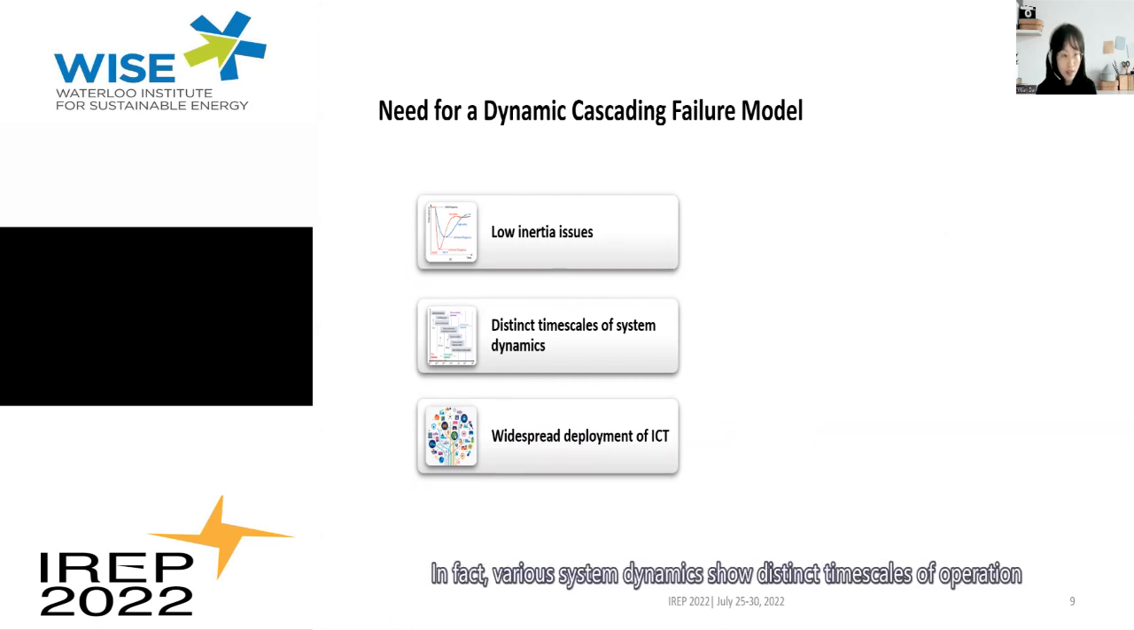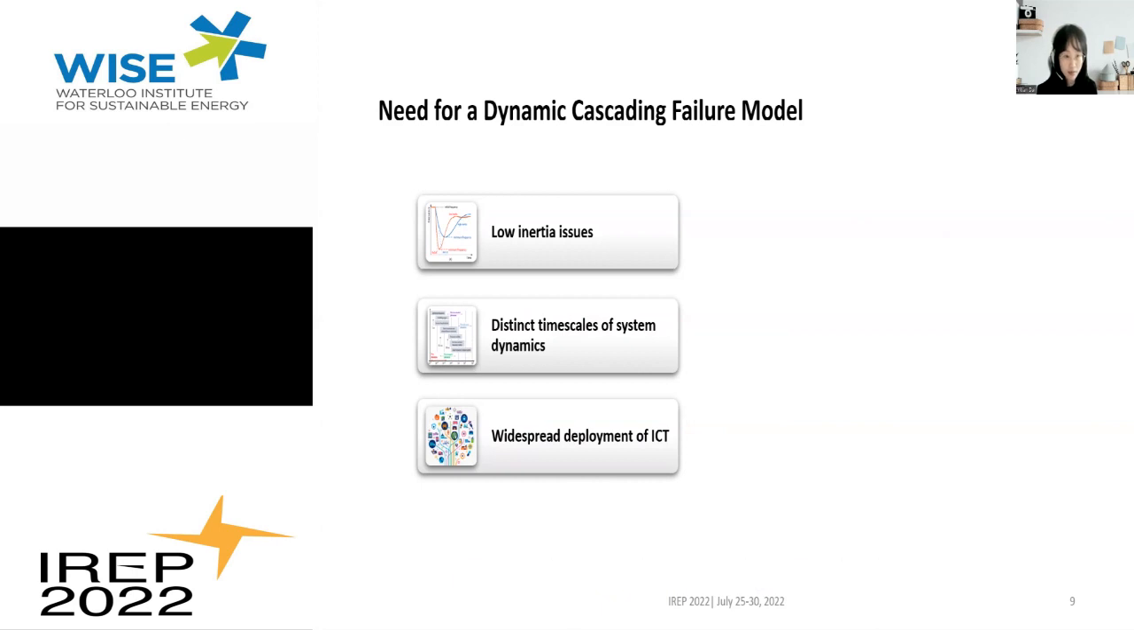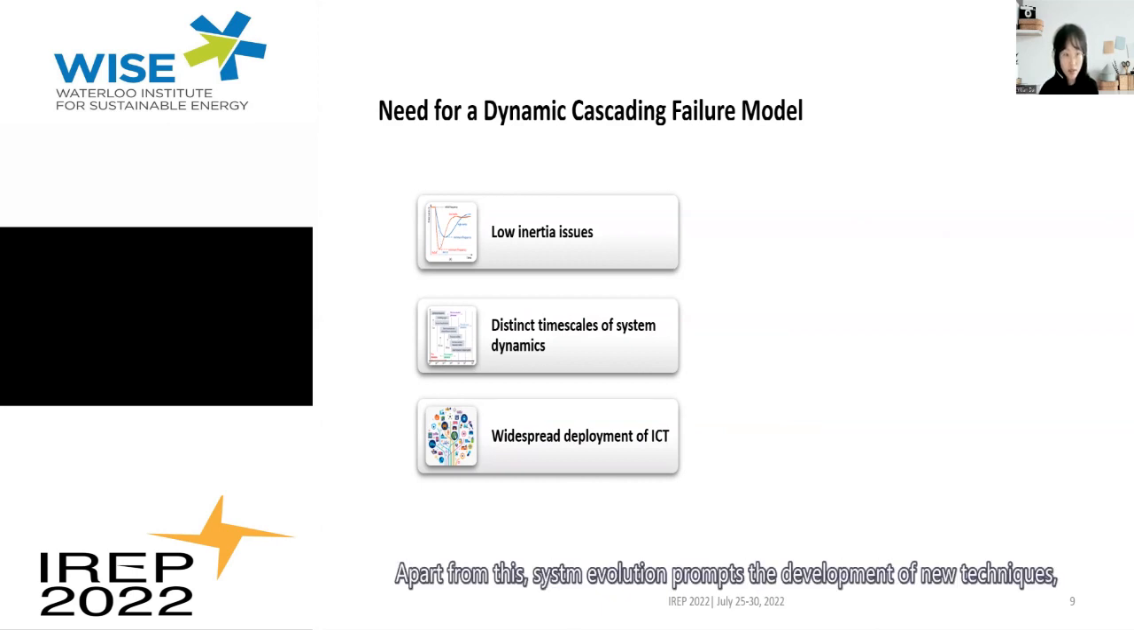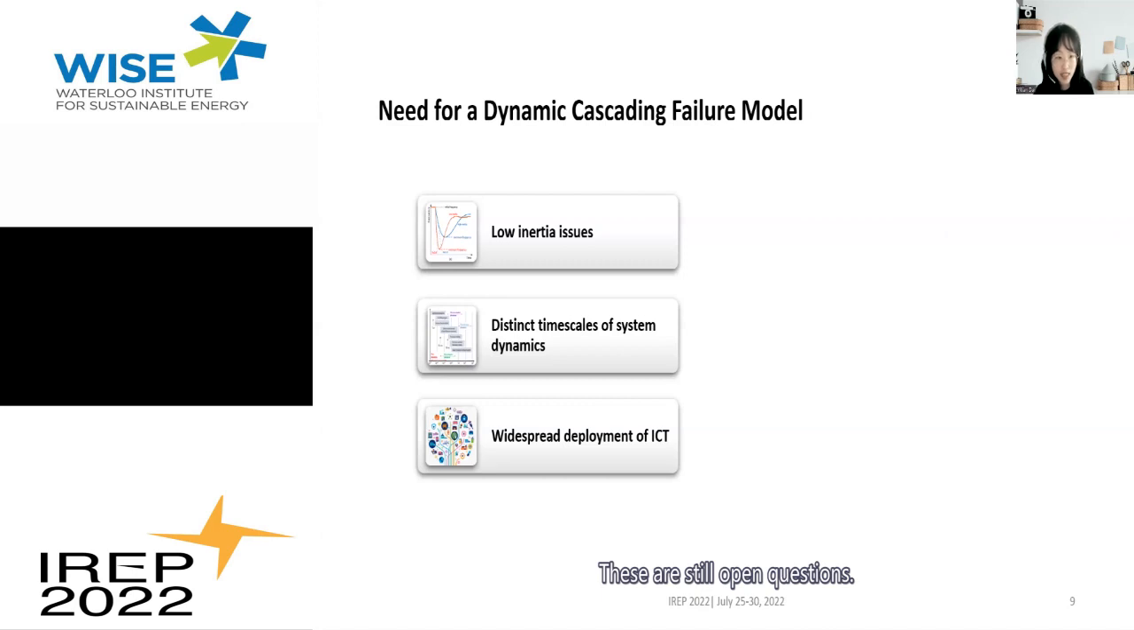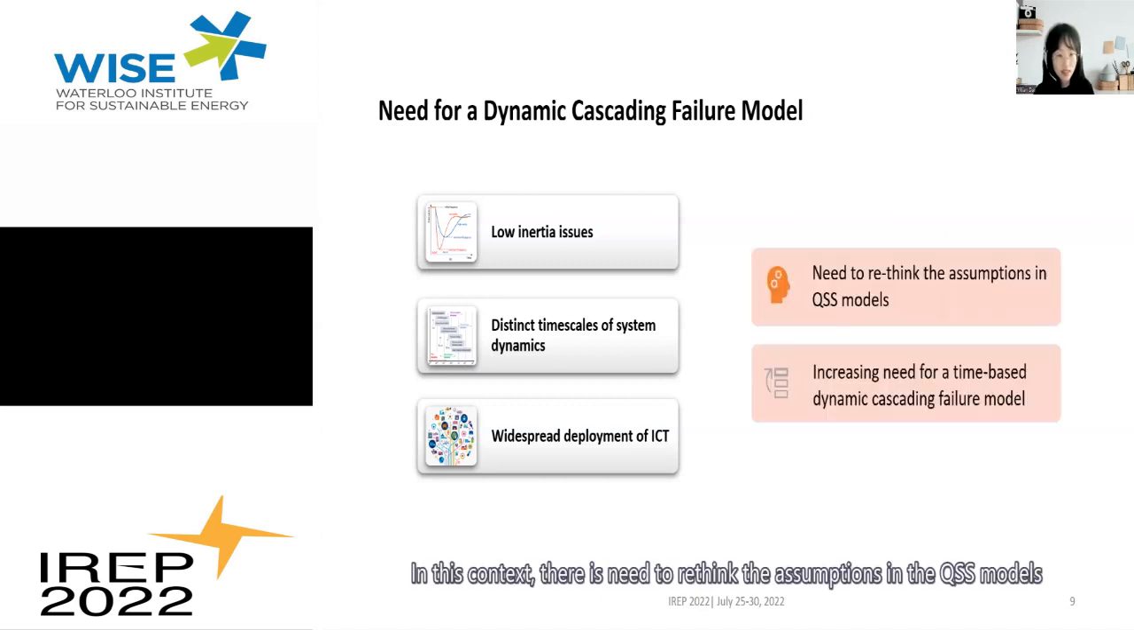In fact, various system dynamics show distinct timescales of operation. So only with a proper representation of time can this model reflect the interactions between the relevant mechanisms more clearly and provide reliable conclusions. Apart from this, system evolution also prompts development of new techniques, such as the deployment of information and communication techniques. So how to model these emerging techniques in the QSS model and how to manipulate their simulation assumptions under different operating conditions, these are still open questions. Therefore, there's a need to revisit the assumptions in the QSS model to see if they are indicative for future power system behavior. And also there's a need to develop a time-based dynamic model for cascading failure analysis.